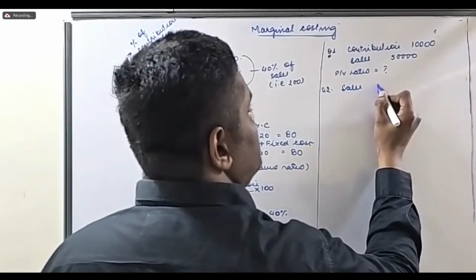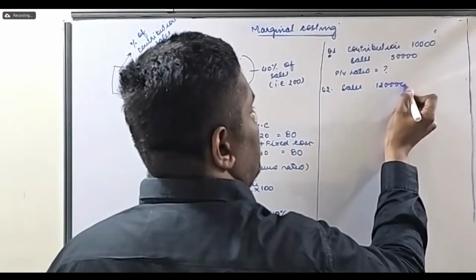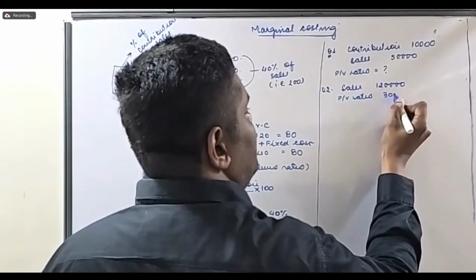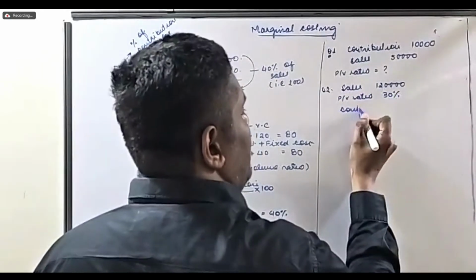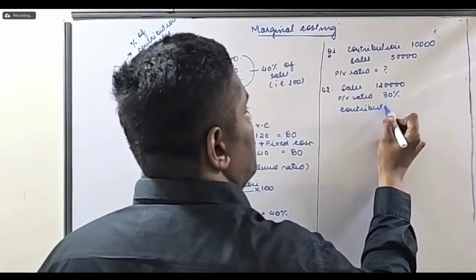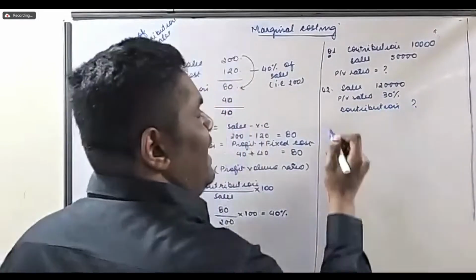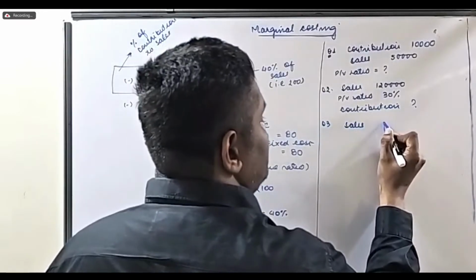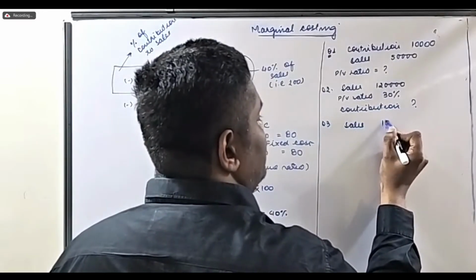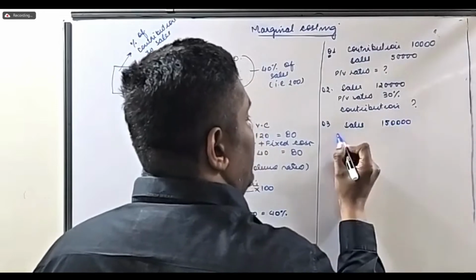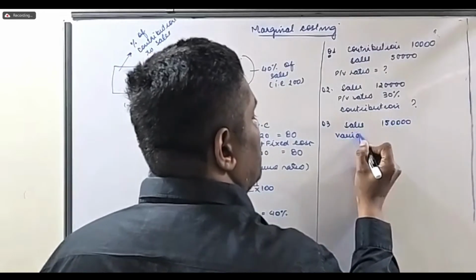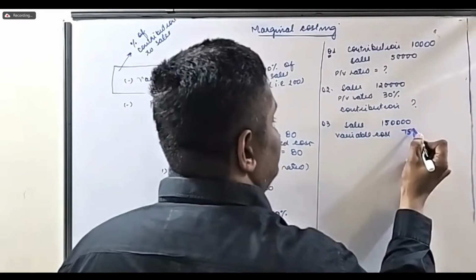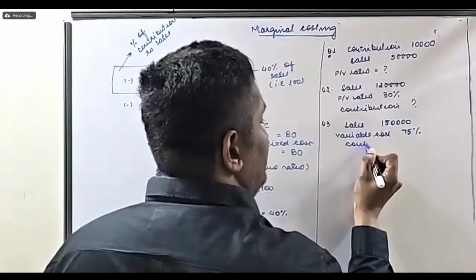Let's say my sales is 1,20,000 and my PV ratio is 30%. So how much will be my contribution? Next question, let's say my sales is 1,50,000 and my variable cost is 75% of sales. So what will be my contribution?